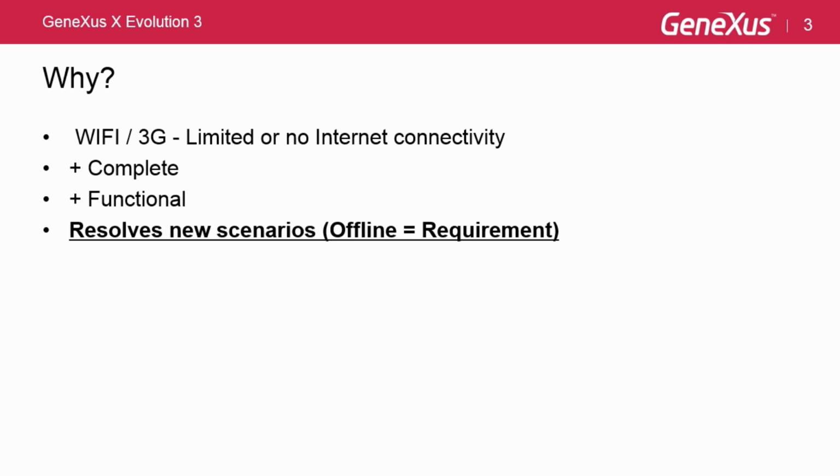We say that we make our applications more complete, and we make them more functional. And most of all, as I pointed out in the bold letters on the PowerPoints because it's very important, because we may solve a wide range of new scenarios where offline applications, instead of something desired, become a system requirement. And we have thousands of examples of this. For instance, Salesforce applications, where my sales cannot depend on whether my device is connected to the internet or not.